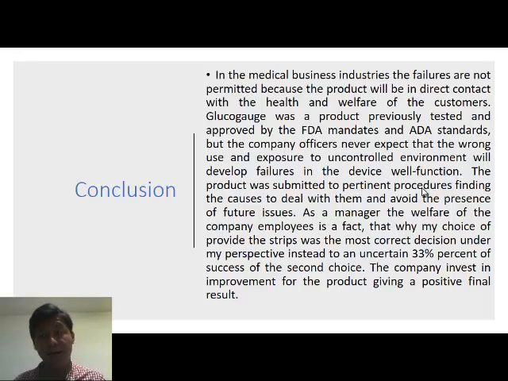At the end, the company invests in the product improvement, giving the product a positive final result.